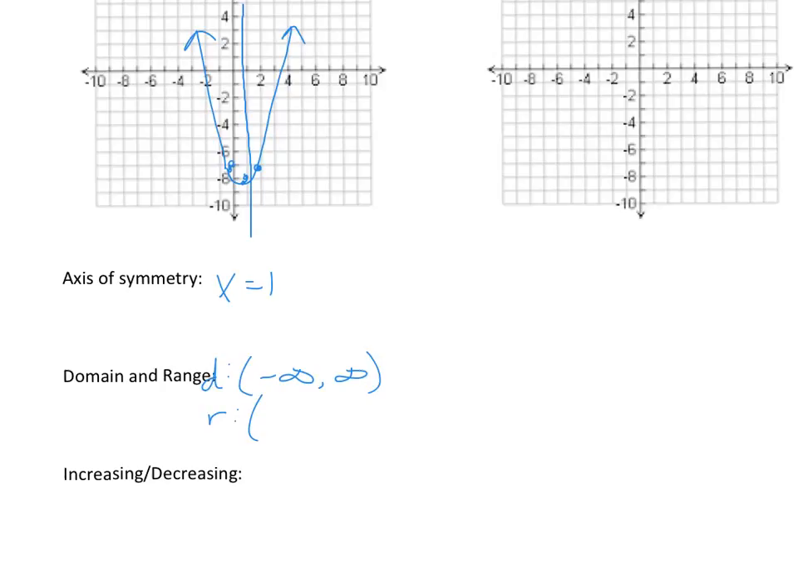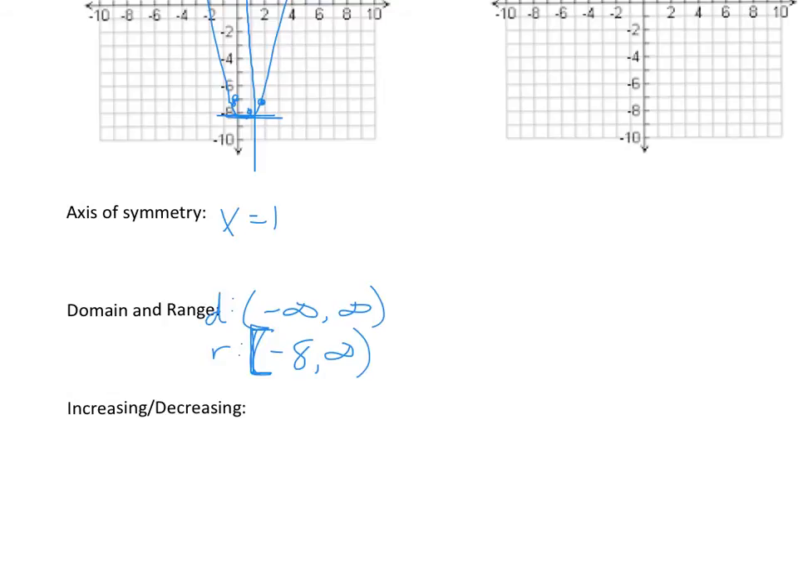So if the y-coordinate of the vertex is this negative 8 down here, that means, oh, that should have been a square bracket. That means my range is negative 8 all the way to infinity. Now, one more question about this, increasing, decreasing. It always increases and decreases up to the x value of the vertex. So this guy here, from negative infinity to 1, would be decreasing. From 1 to infinity would be increasing.